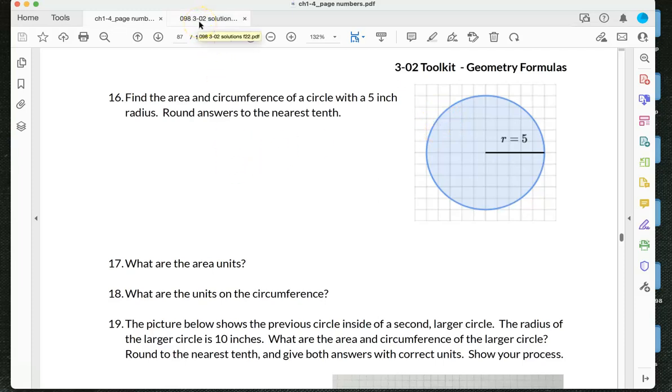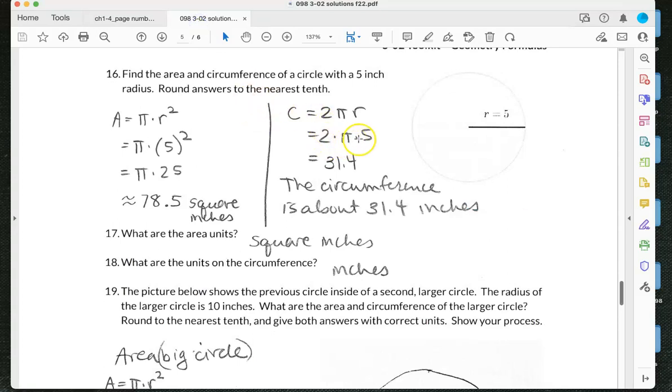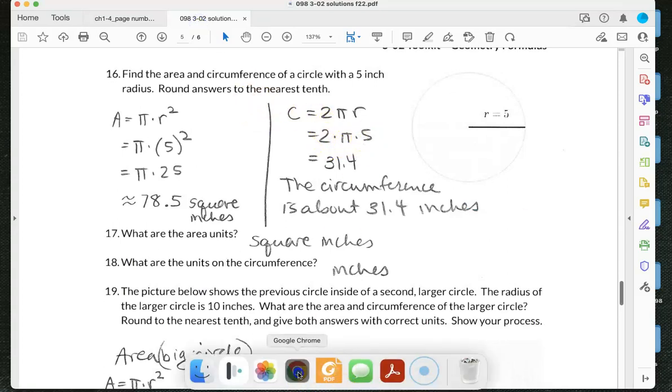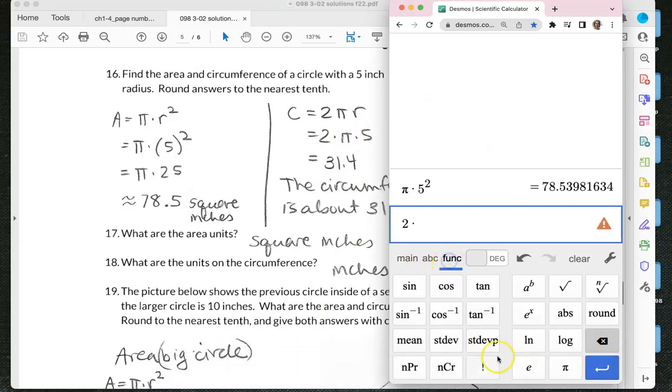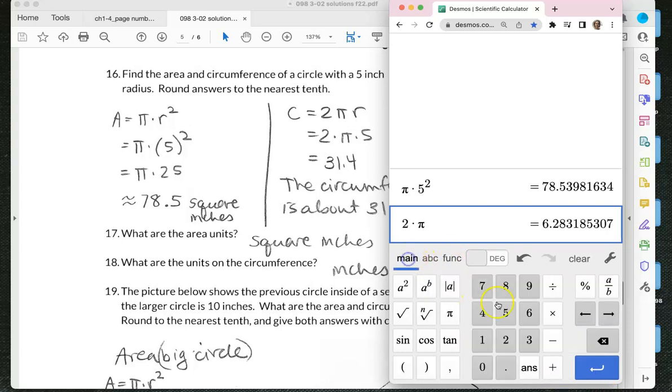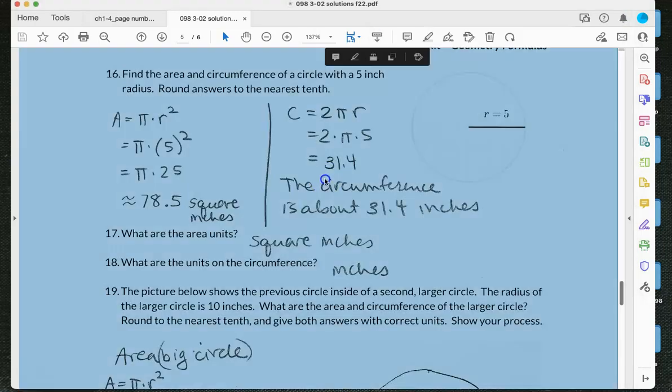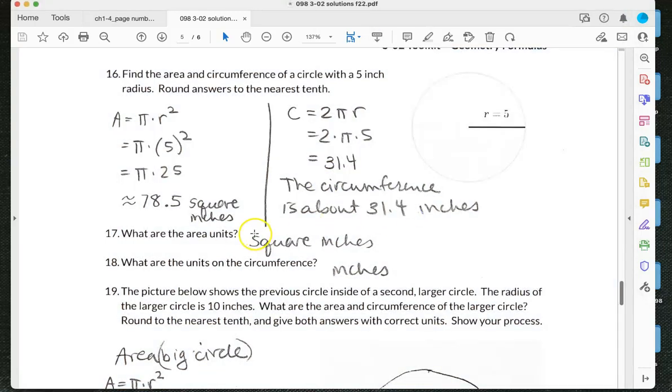Okay, so what about the circumference? C equals 2 times pi times the radius. So 2 times pi times 5 apparently is going to be 31.4 inches. The area units are square inches. The circumference units is just a distance. It's just the distance around the circle, so it's inches, linear inches.